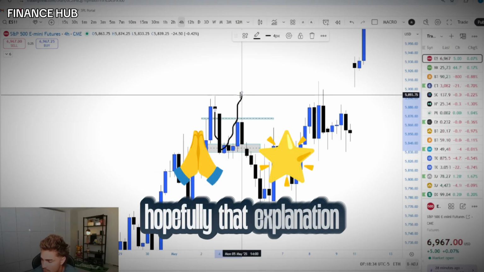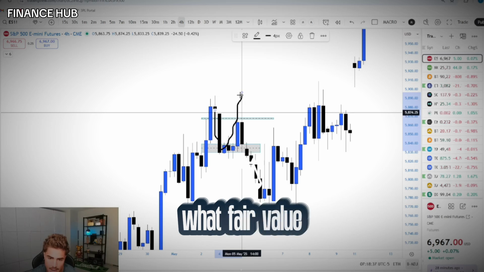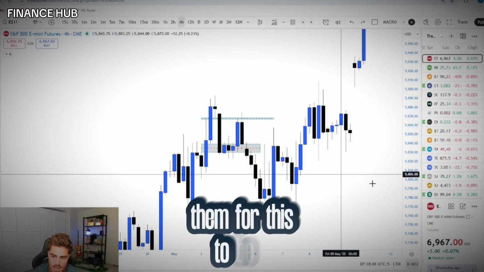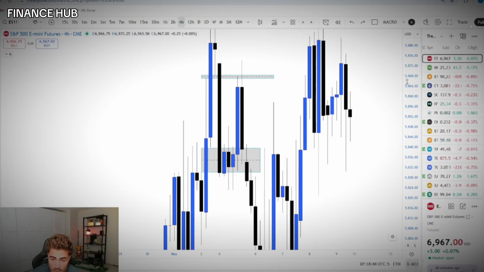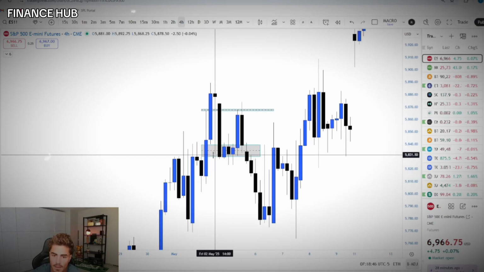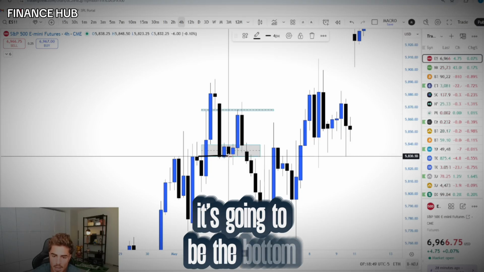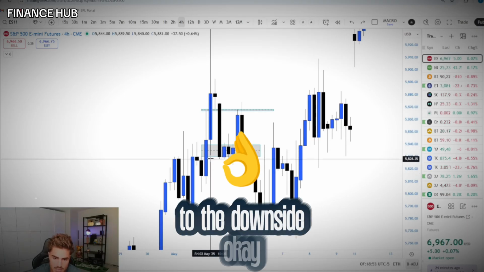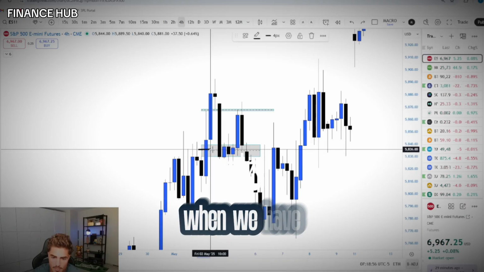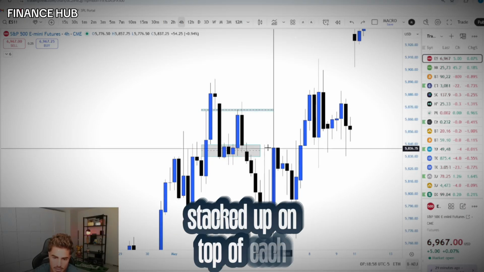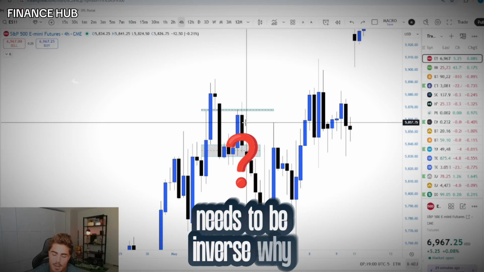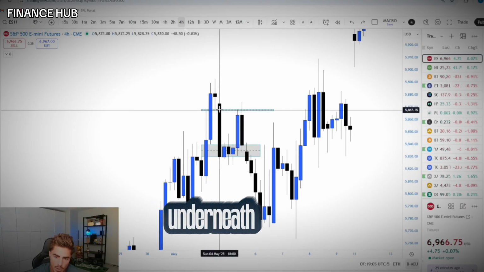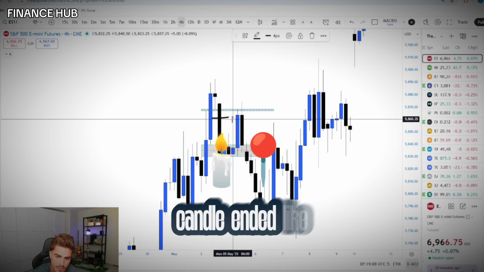Hopefully that explanation helped you understand what fair value gap needs to be inversed when we have a stack of them for this to be a proper confirmation confluence. It's going to be the bottom fair value gap when we are looking for inverses to the downside. So the bottom fair value gap, when we have multiple fair value gaps stacked up on top of each other, needs to be inversed. Why? Because price closing underneath this fair value gap, and in this case, we closed underneath both of them, but I wish this candle ended like right here.